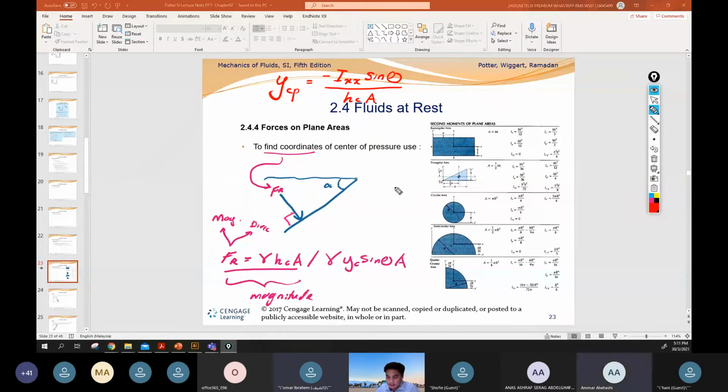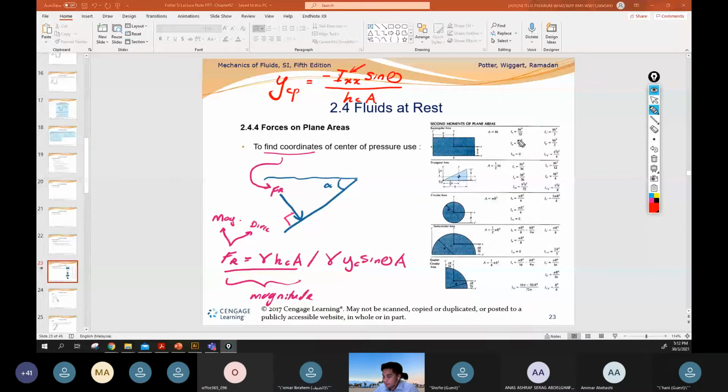All right. The reason why I use the rectangular element or shape is because it is commonly used in many fluid mechanics problems. Sometimes if the question gives you a different shape, you just use this formula. That's it. Very simple. The only difference is the formula for Ixx. All the rest is the same. Okay. So Ixx refers to the different shape.